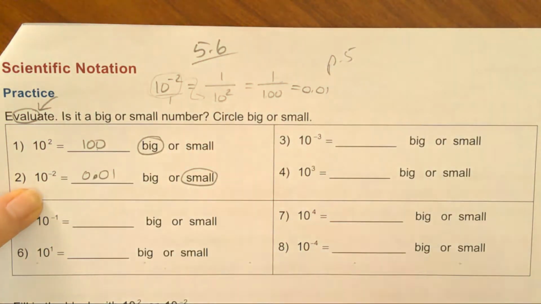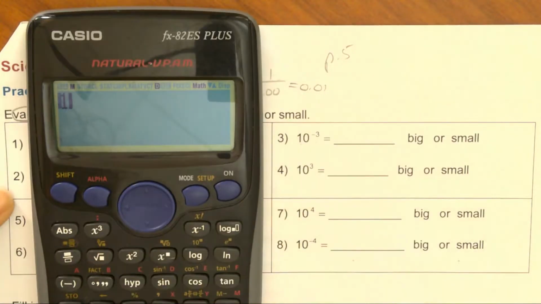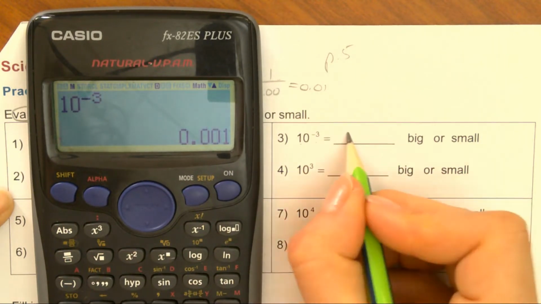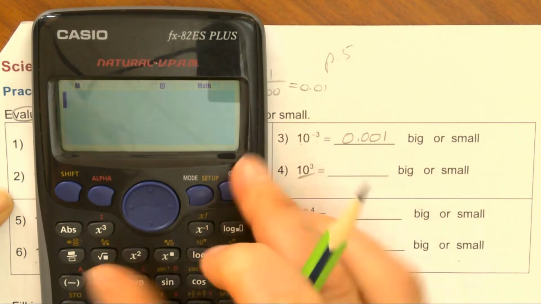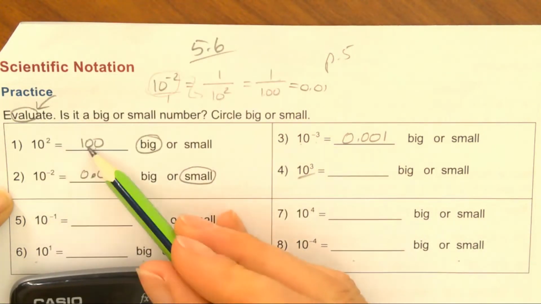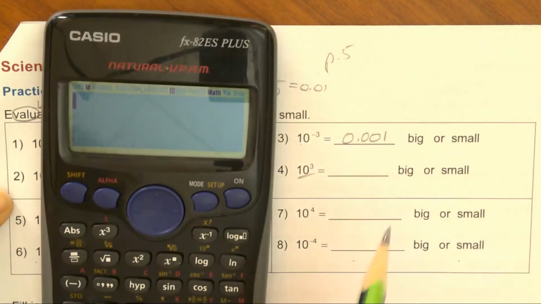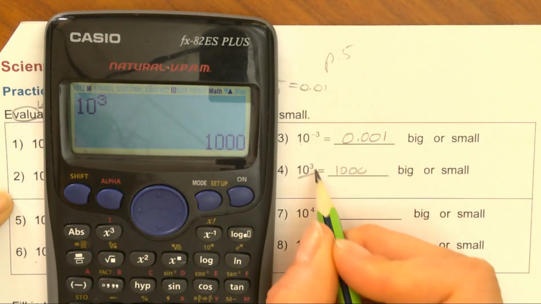So let's look. 10 to the negative 3. What's that going to be? 0.001. And 10 to the 3. 10 to the 2 had 2 zeros. So I'm going to guess 10 to the 3 has 3 zeros, because it's 10 times 10 times 10. Let's check. Yep, 3 zeros.